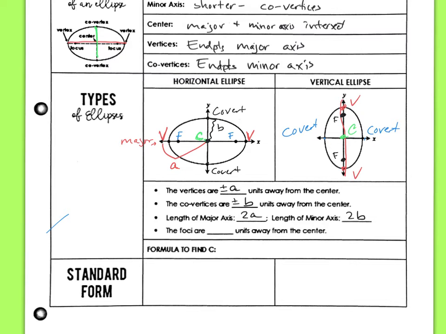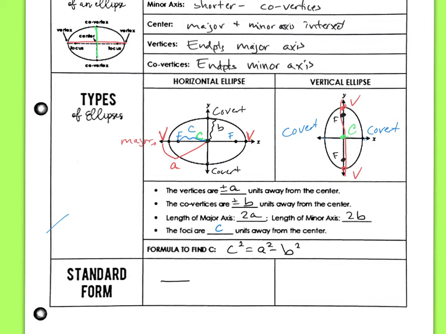And the focal points, and this is the one that matters probably the most, is lowercase c away from the center. The way you find c is c squared equals a squared minus b squared. I'm giving you a lot of information, and then we're just going to go ahead and use all this information.